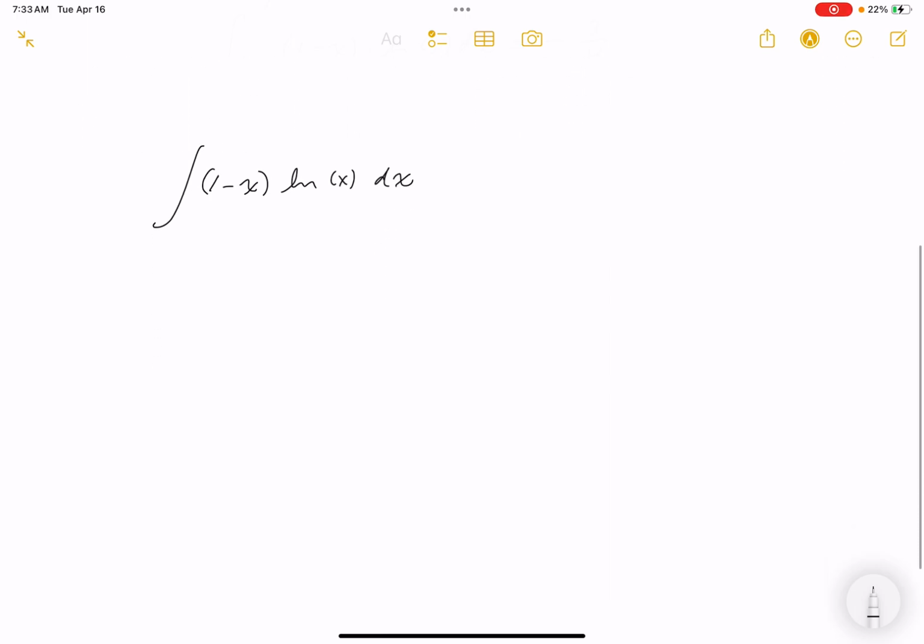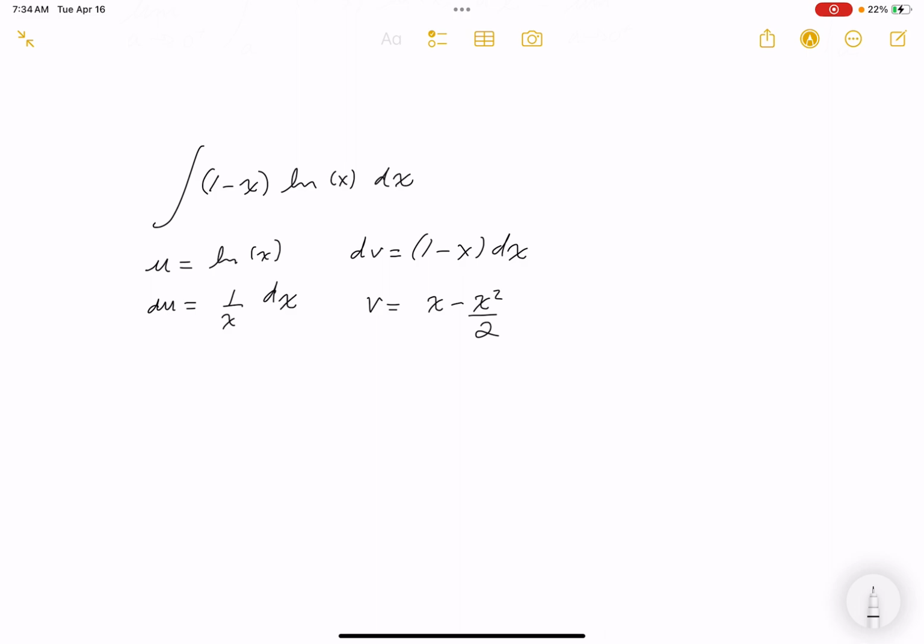There's many ways of doing it, but let's take a look at it. I'll say u equals the natural log of x. And then du would equal 1 over x dx. dv would equal 1 minus x dx. And then v would equal x minus x squared over 2. The constant of integration is going to come into it later, but since we have a definite integral, I'm not too worried about that. So what do you get over here? You're going to get uv, which is the natural log of x times x minus x squared over 2.